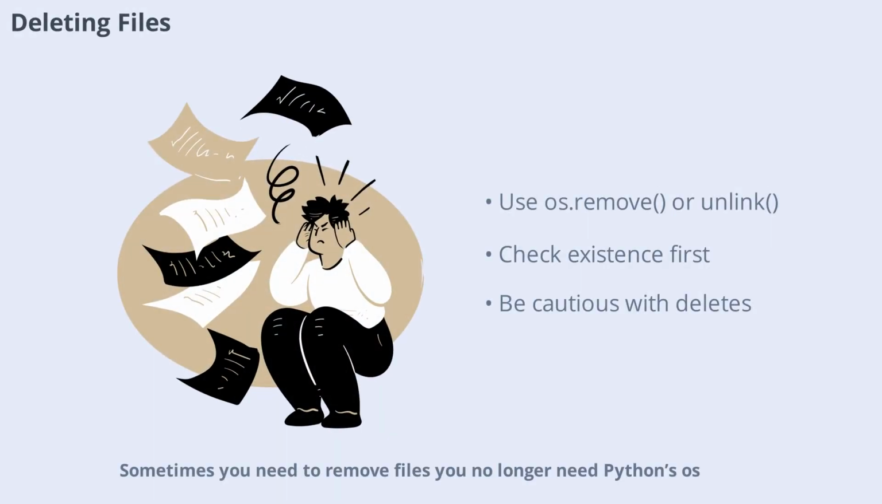Sometimes you need to remove files you no longer need. Python's os.remove or pathlib Path.unlink functions let you delete files safely. Always check if the file exists before deleting to avoid errors. Deleting files is a powerful operation, so use it with caution to prevent accidental data loss.